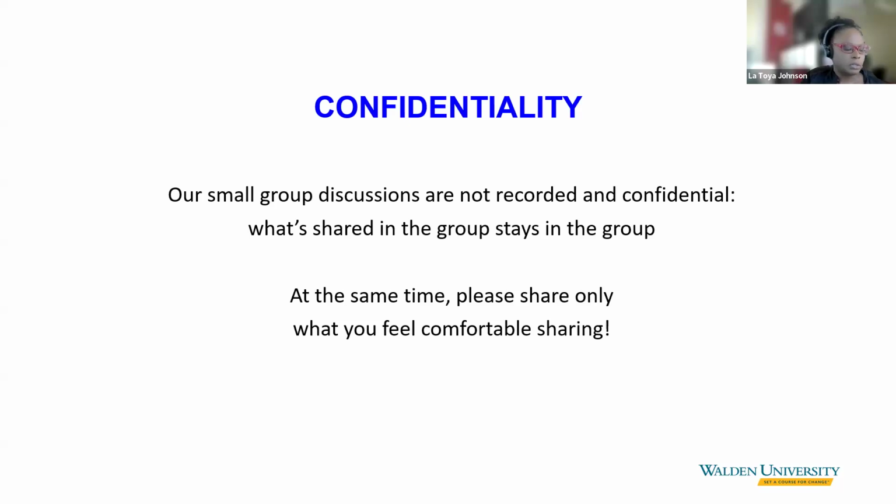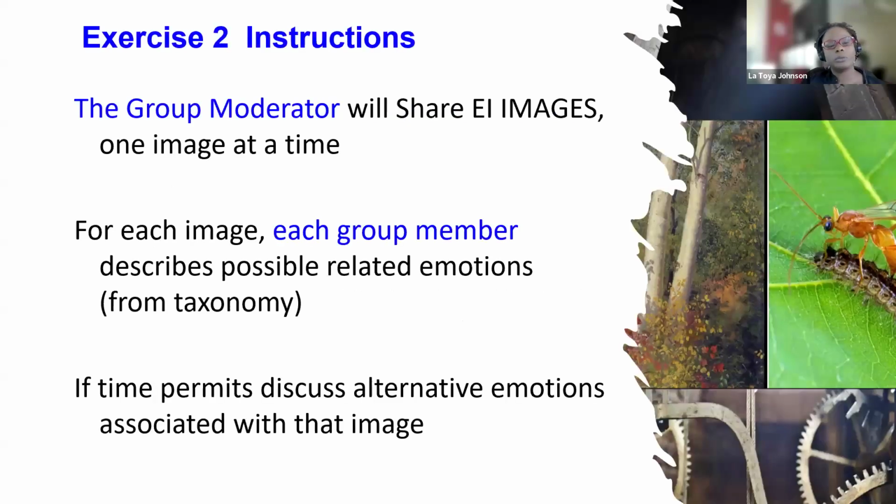So as we move into exercise 2, we are going to be breaking out into small groups. And with those small groups, there will be a moderator there who will have some images. As you can see on the screen, there may be a picture of some bugs on a leaf or a forest. And you'll be going through those pictures, and each group member will, using the taxonomy, just identify what feeling that particular image brings, and then just have a group discussion about that.